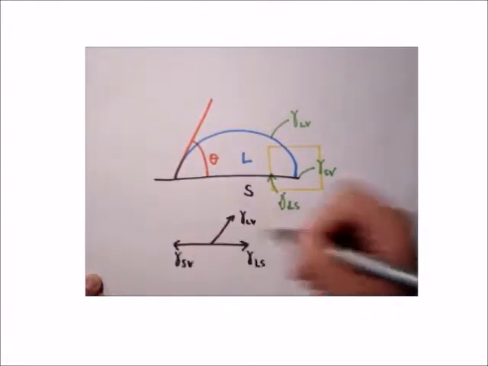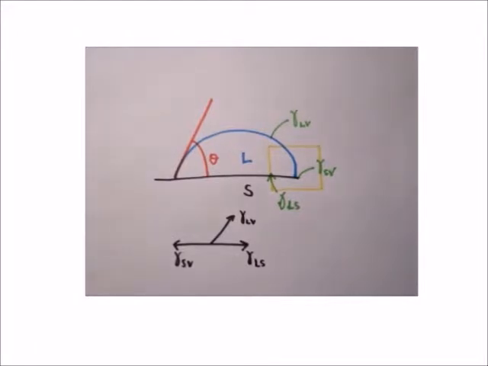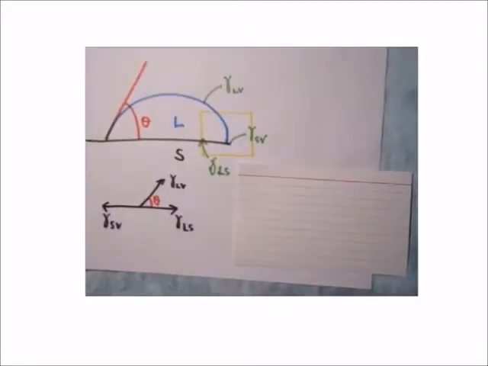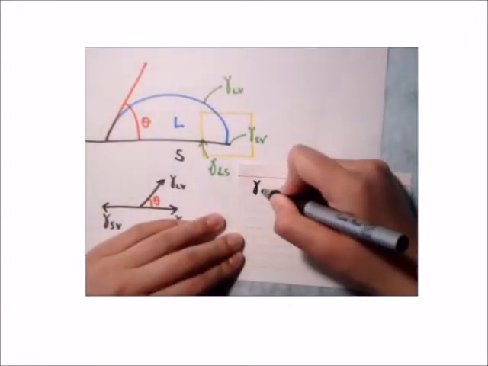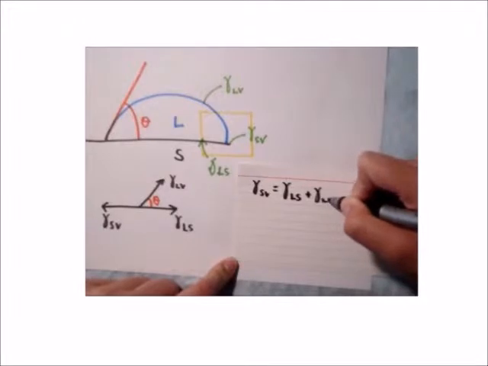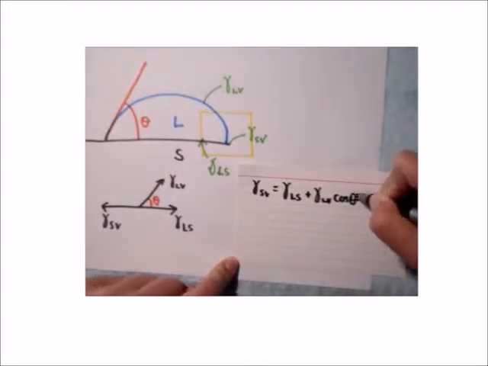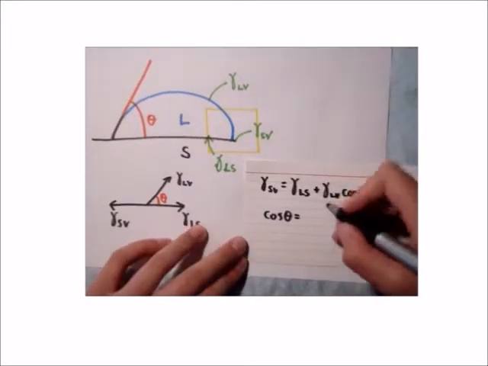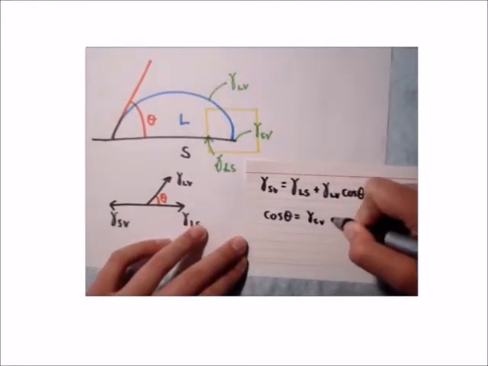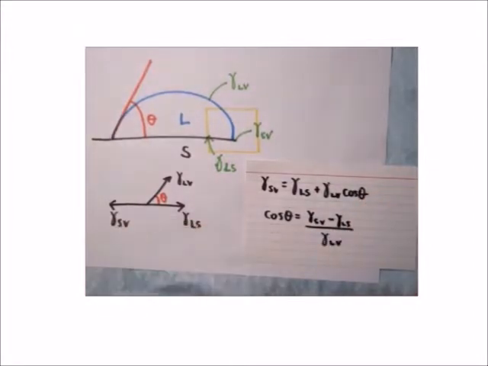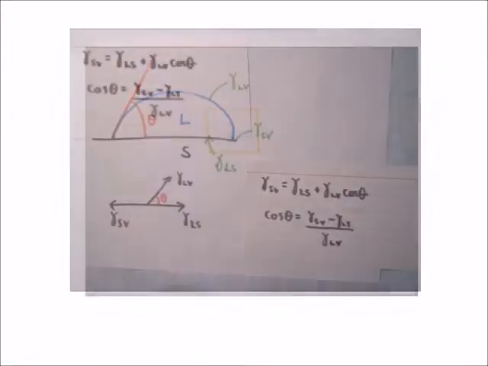So here's our three tensions. We're drawing them pulling away from the point, and theta goes right there. Because it's equilibrium, it's not moving. So we can write out a balanced equation and balance the x components. We take the solid-vapor equals the liquid-solid plus the liquid-vapor times cosine theta, and then if we solve for cosine theta, we get the solid-vapor minus the liquid-solid, all over the liquid-vapor.